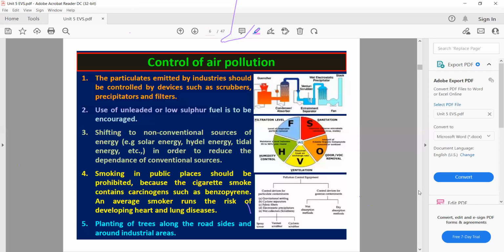Why? Because trees are known to absorb pollutants. That is another field of study, known as phytoremediation. Plants really play a very important role in remediating the environment. Okay.